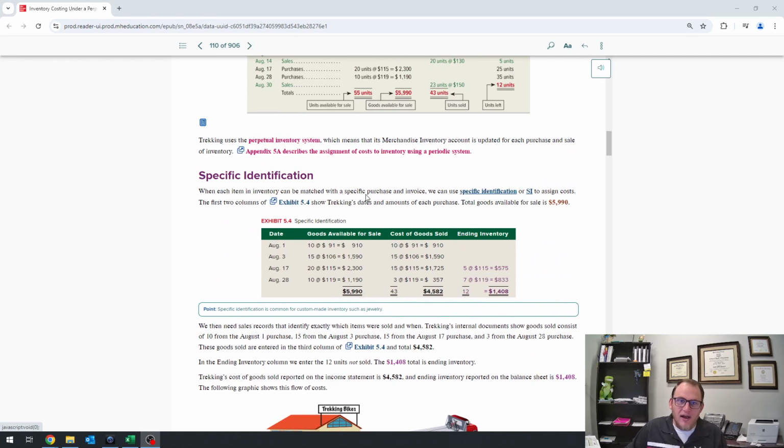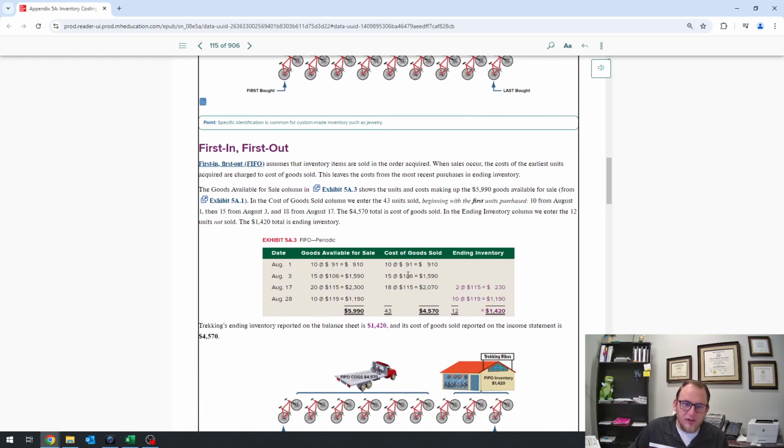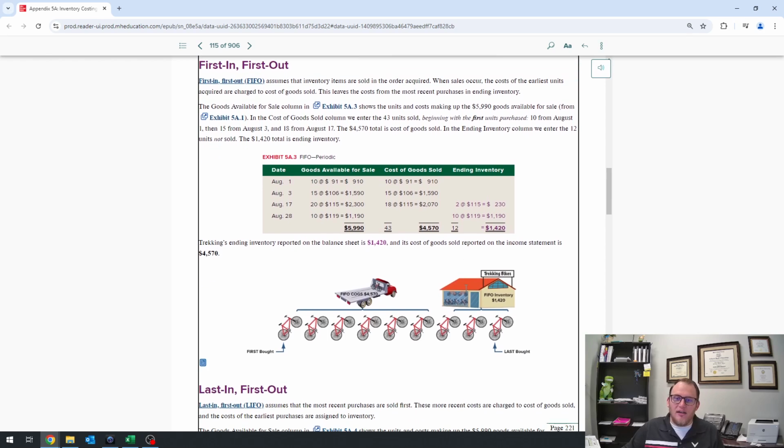And if we go to Appendix 5A, if we scroll down here to first in, first out, this is a more condensed version of that. So here's all of our purchases and our cost of goods available for sale. So 10 units of that beginning balance is gone under FIFO. 15 units of the second purchase is gone. And 18 of the 20 units that were purchased on August 17th are gone. We're considering all of those as being sold. So our ending inventory is going to be our 2 units that remain from our August 17th purchase. And all of the 10 units from our August 28th purchase are going to remain in our ending inventory.